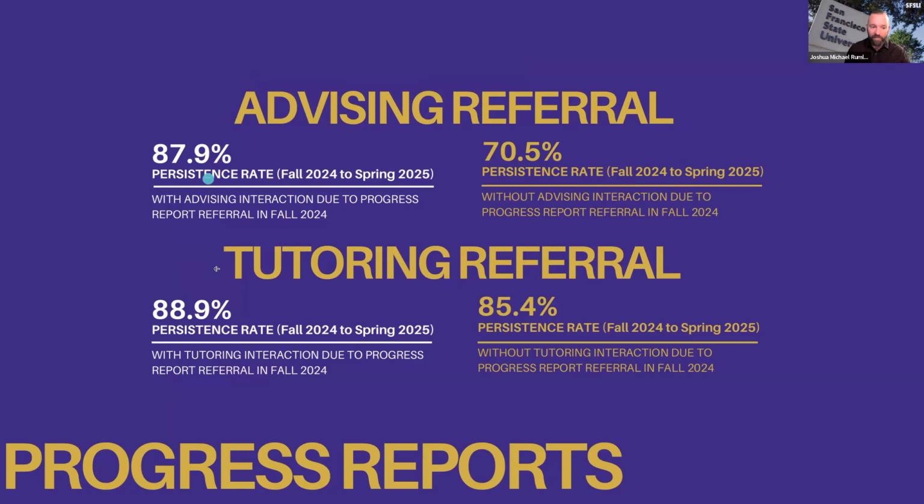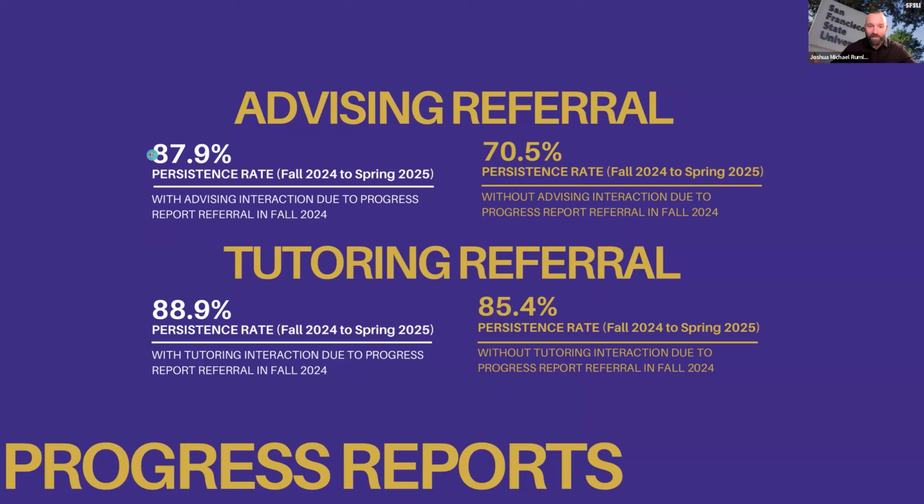And the groups on the left, these are students who had those referrals and actually had an appointment because of the referral. And on the right, these are students who had the referral but did not have an appointment because of the referral. And what we can see here by the two groups is that students who have a referral from a progress report and attend the appointment, they are persisting at higher percentages than those students who had the referral and did not have the appointment.